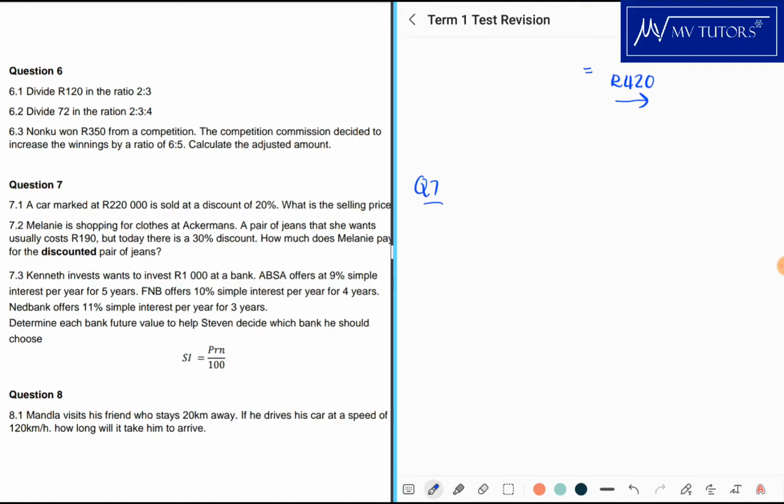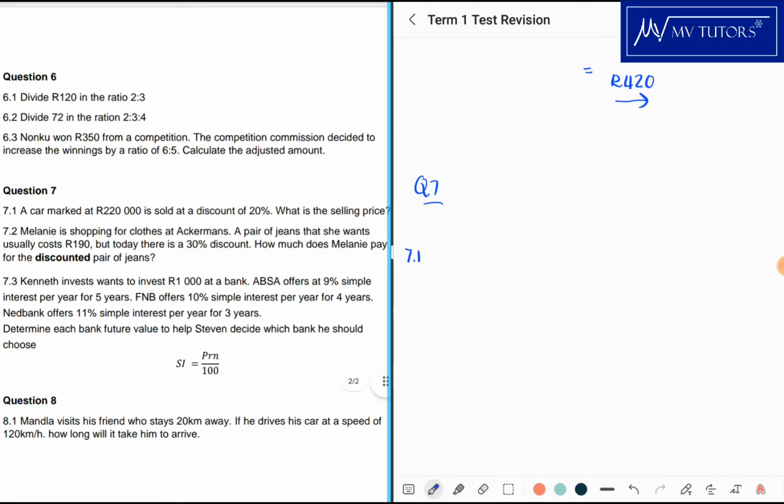So question 7 says, okay, a car marked at 220,000 is sold at a discount of 20%. What is the selling price?